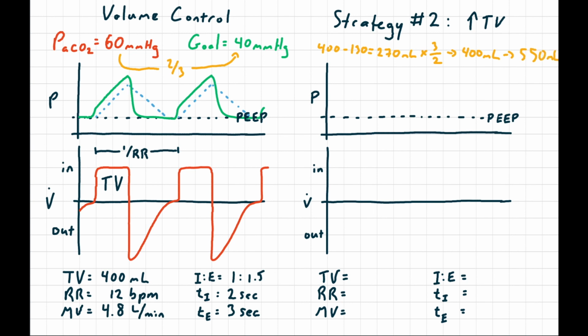So our new ventilator settings will be a new tidal volume of 550 milliliters, a respiratory rate that will remain at 12 breaths per minute.